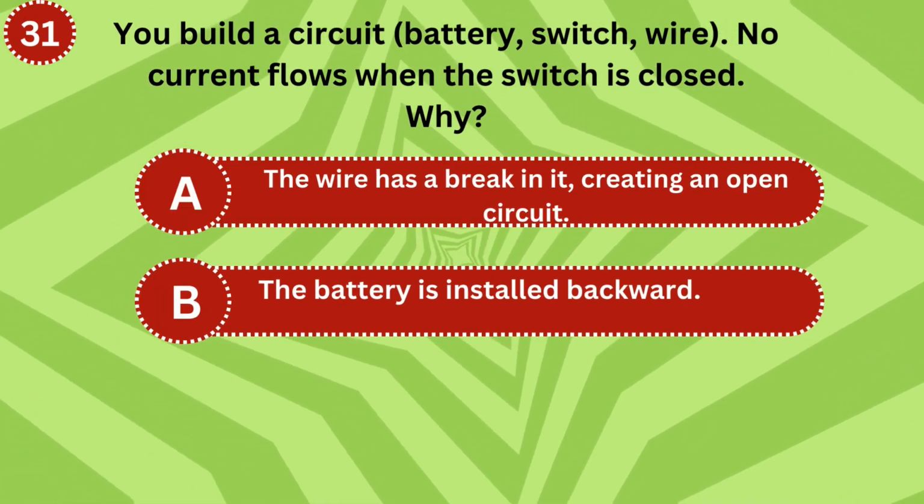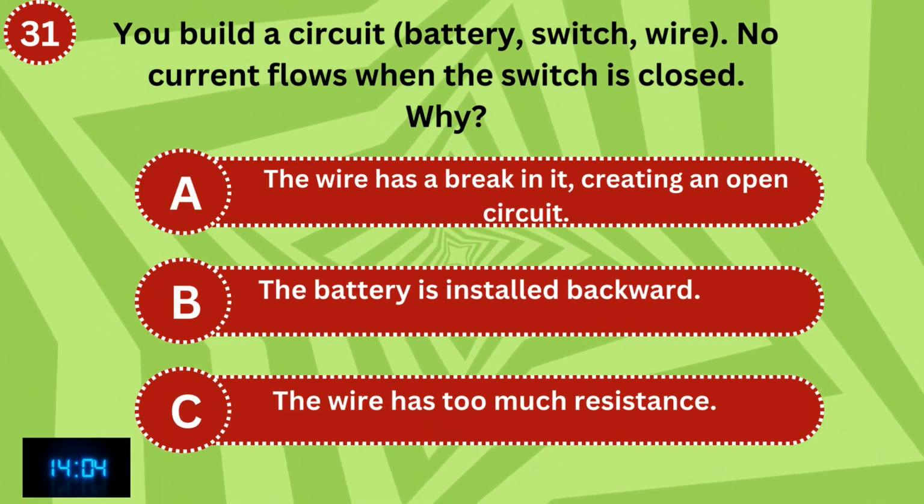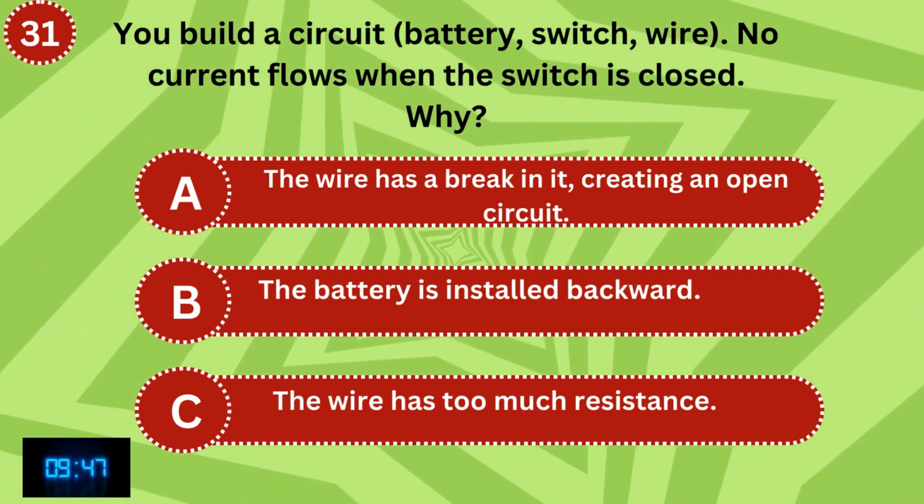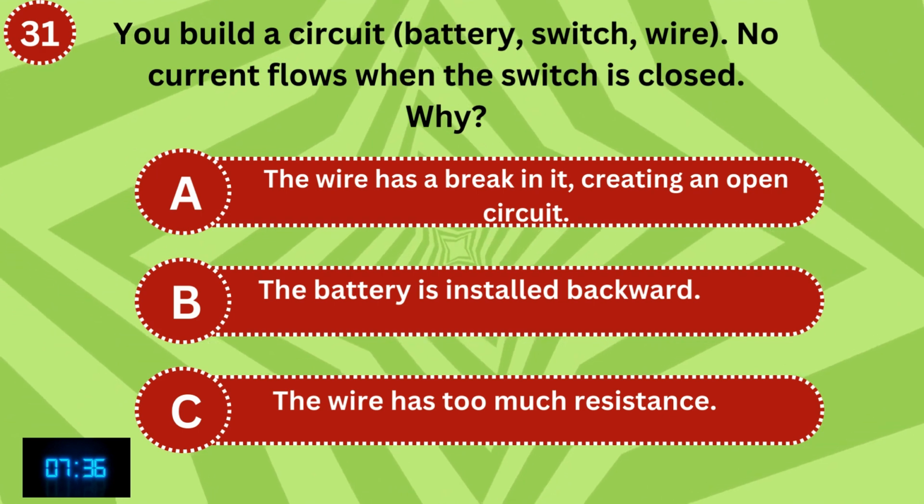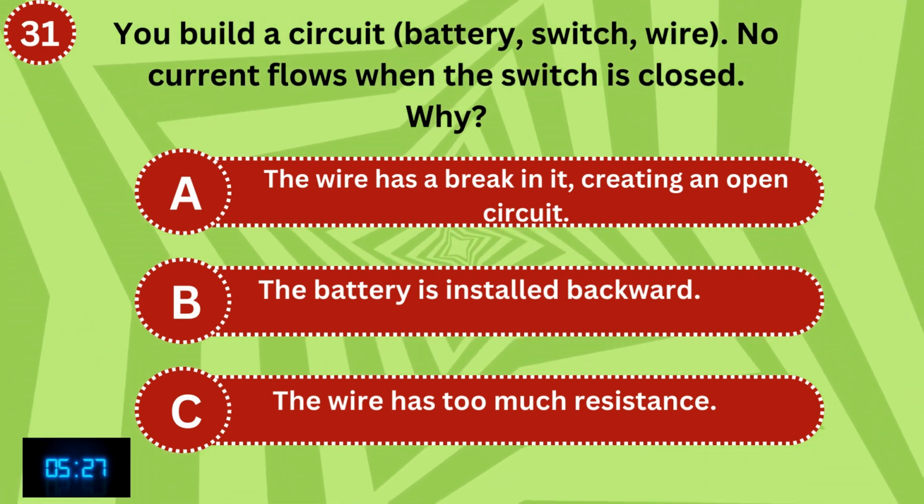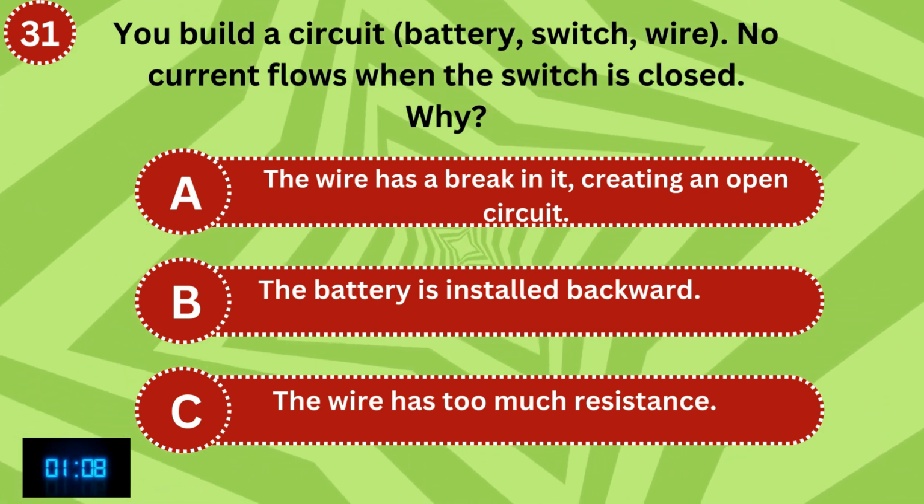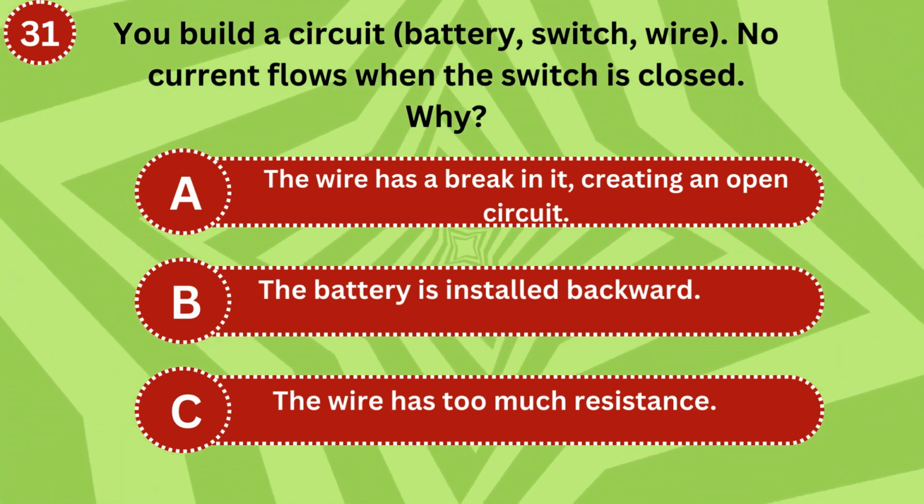You build a circuit: battery, switch, wire. No current flows when the switch is closed. Why? The wire has a break in it, creating an open circuit. The battery is installed backward. The wire has too much resistance.